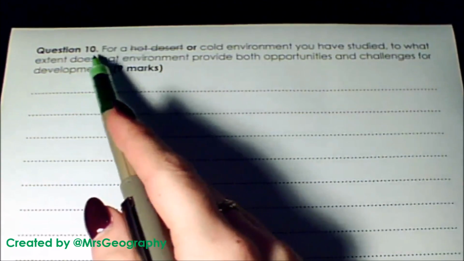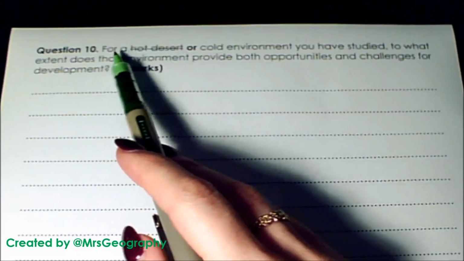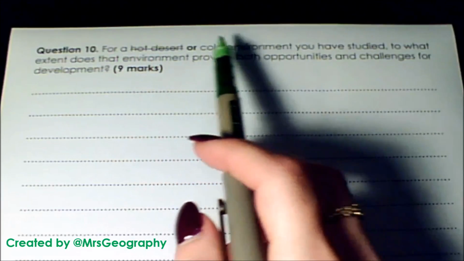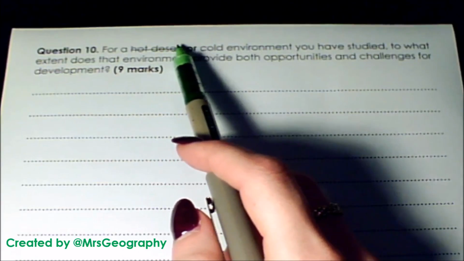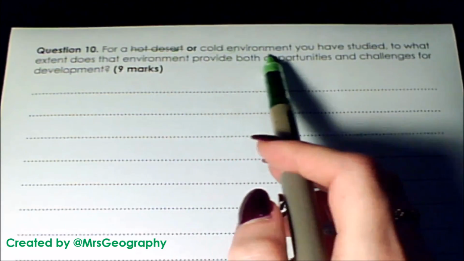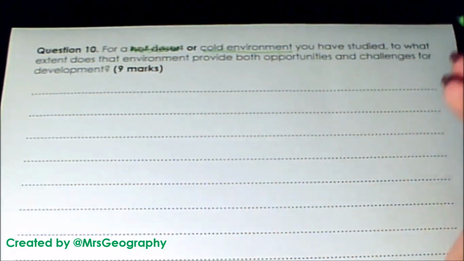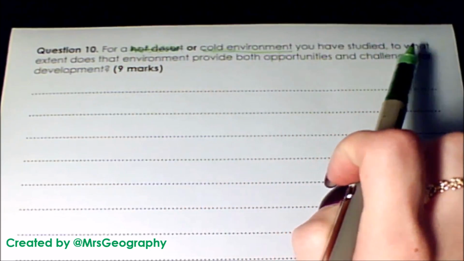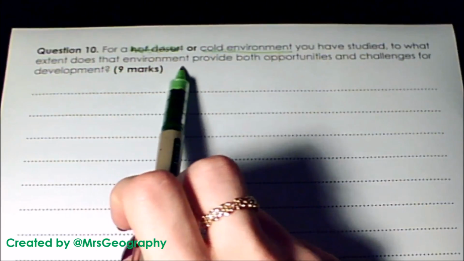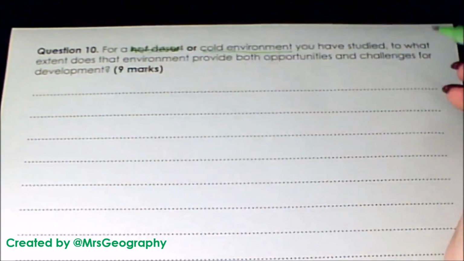Okay, so question 10. Now on the exam paper, they actually give you a choice for a hot desert or cold environment. Now I've crossed out on the exam paper hot desert because we don't learn about hot deserts, okay? We focus on cold environments. So always disregard this part of the question and we're going to talk about cold environments. So for a cold environment you've studied, to what extent does that environment provide both opportunities and challenges for development? So we're going to break it down.